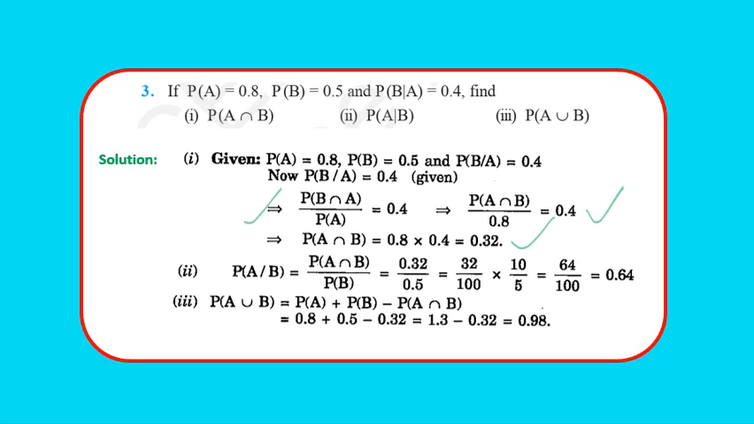Now second is P(A|B). Using the formula, we get P(A|B) equals P(A ∩ B) upon P(B). So putting the values of P(A ∩ B) and P(B), we get 0.32 upon 0.5. So simplifying, P(A|B) equals 0.64. Third is P(A ∪ B). P(A ∪ B) is equal to P(A) plus P(B) minus P(A ∩ B), the formula that we learned in grade 11th. 0.8 plus 0.5 minus 0.32, which is equal to 0.98. Clear? So pause and note down the solution.